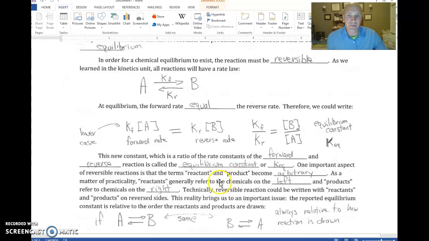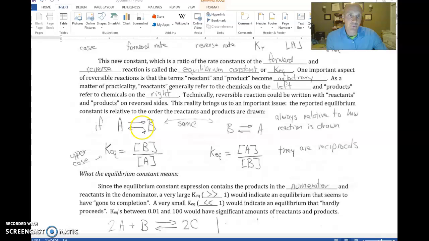Because this can be a little bit confusing, for the sake of simplicity we still use the terms reactant and product. But generally what reactants means is just going to be whatever's on the left. Even though this is reversible and it can go either way, generally we're going to refer to the stuff on the left as a reactant and the stuff on the right as a product. You just need to realize that technically either could be reactant or product. It's just that we need some language to describe the things in this reaction.